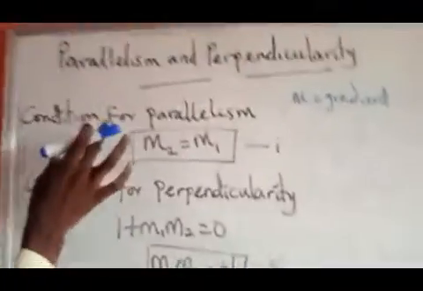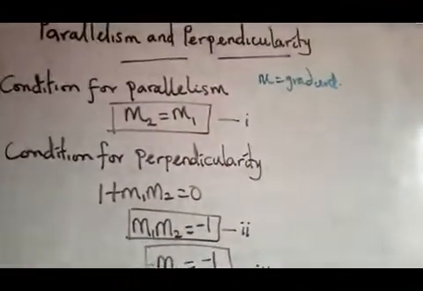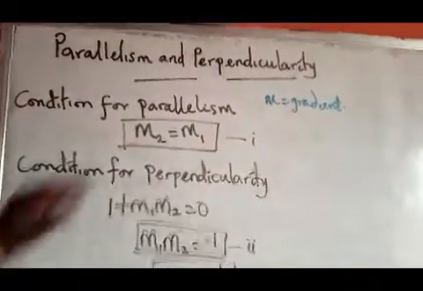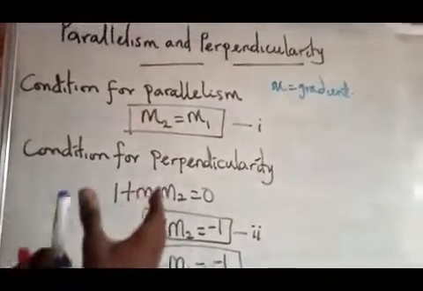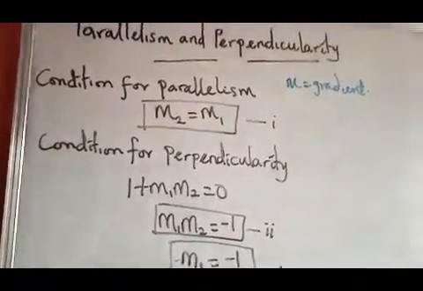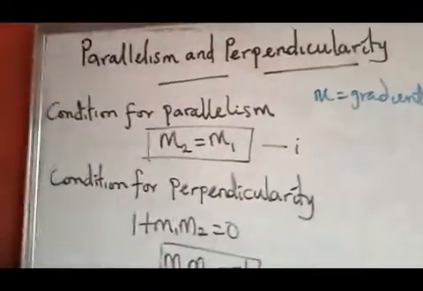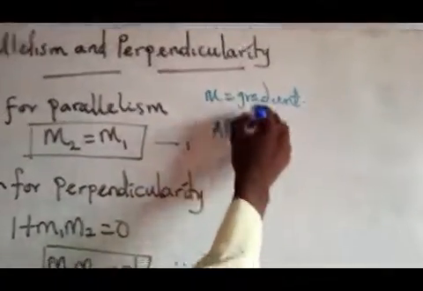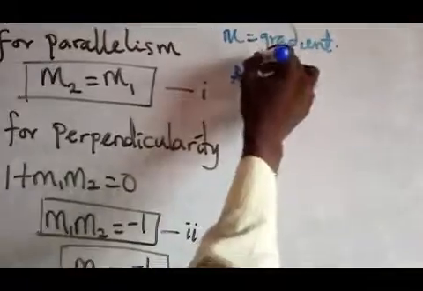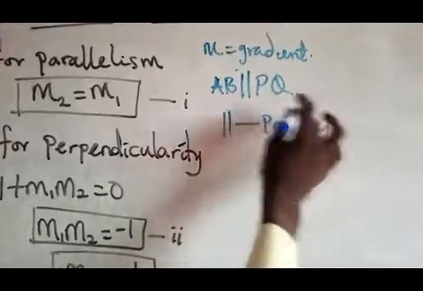Alright, so the first condition for two lines to be parallel is that the first gradient must be equal to the second gradient. That is, if I have an example, let's say find if AB and PQ are parallel, it means the gradient of AB must be equal to the gradient of PQ. If they are equal, then you say the lines are parallel. And if AB is parallel to PQ, we write it as AB ∥ PQ. So this sign means parallel. Are you getting what I'm saying now? So this sign is used for parallel.